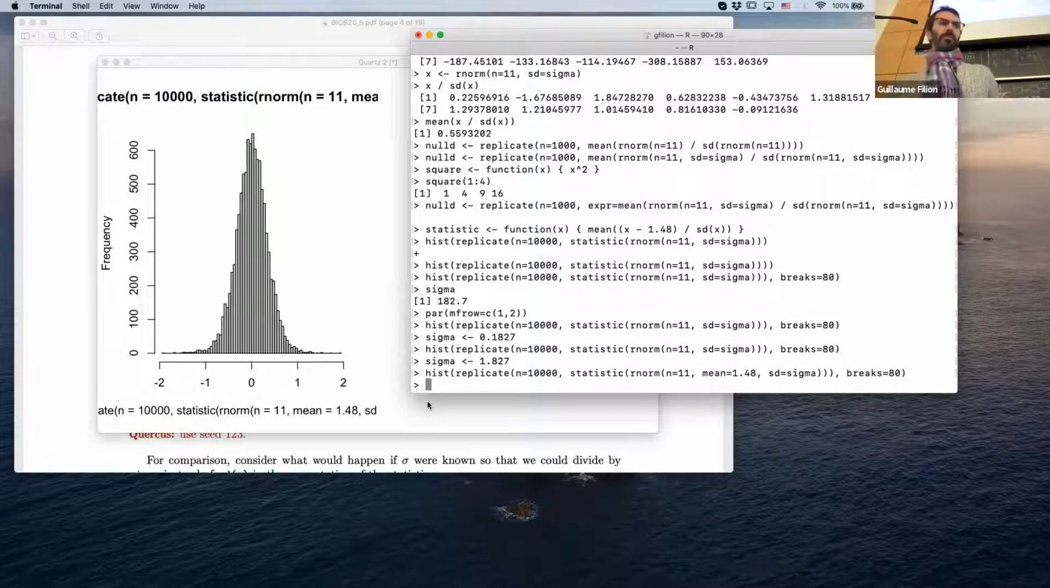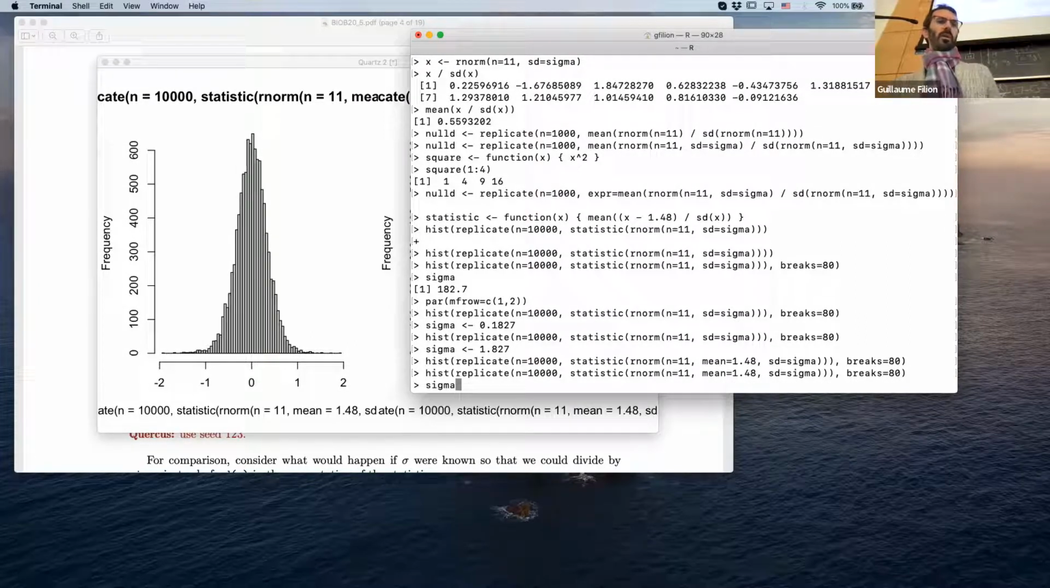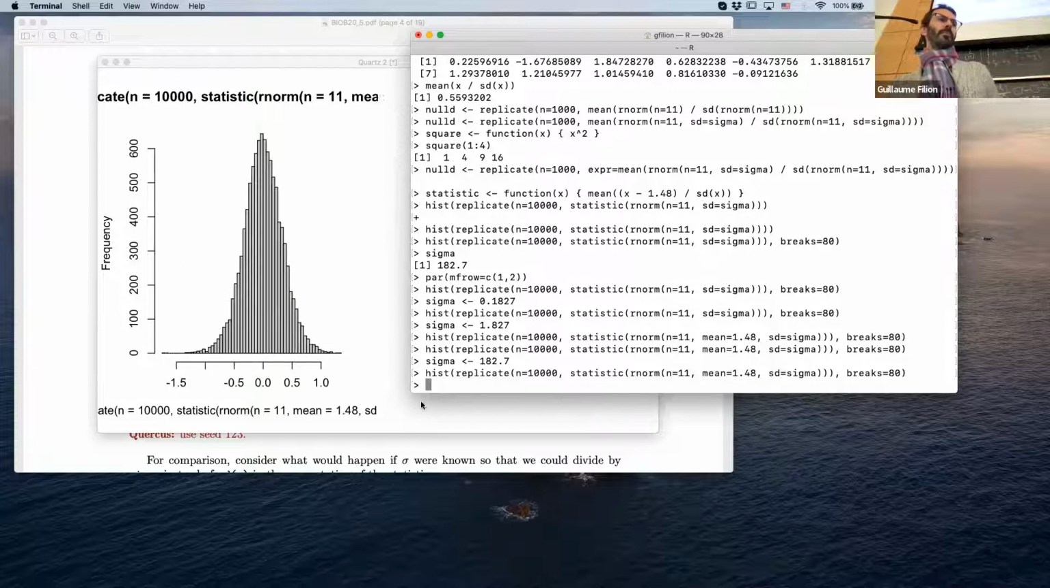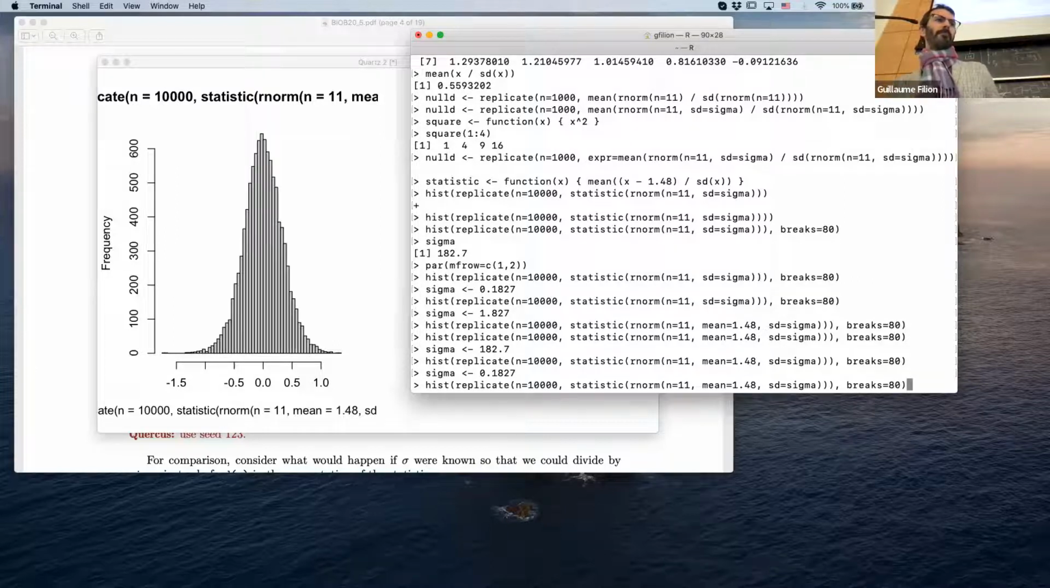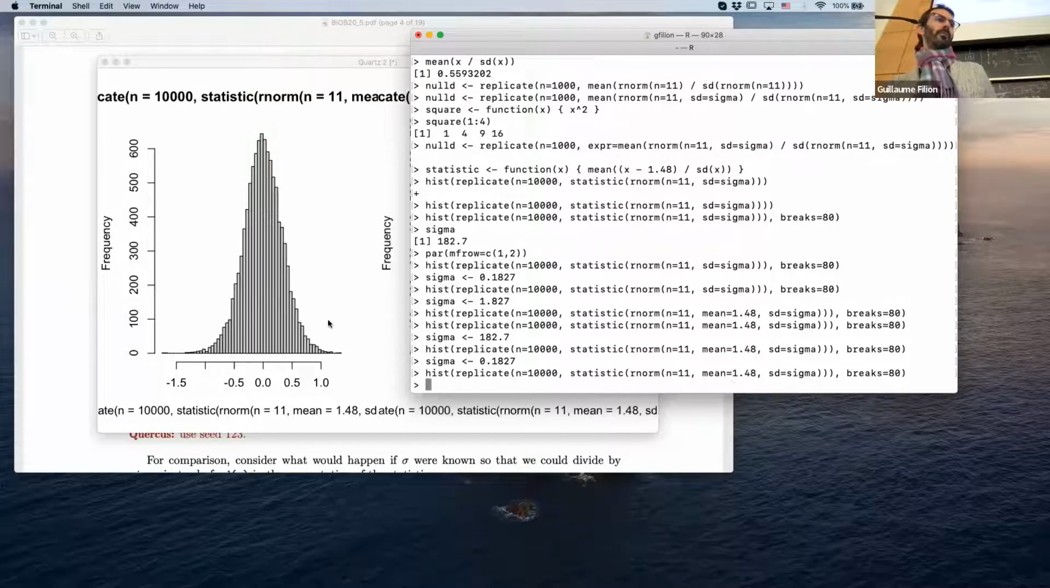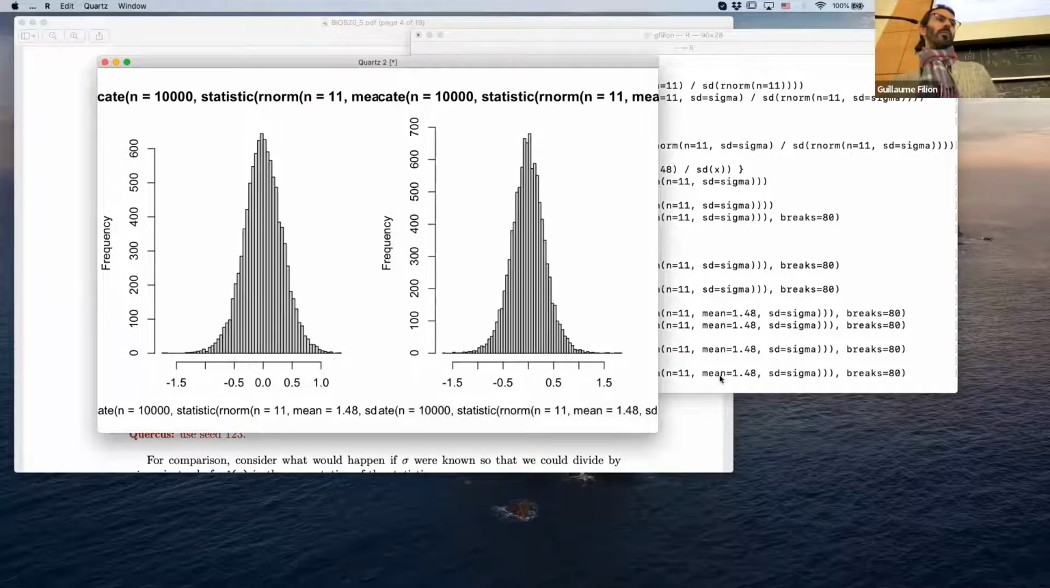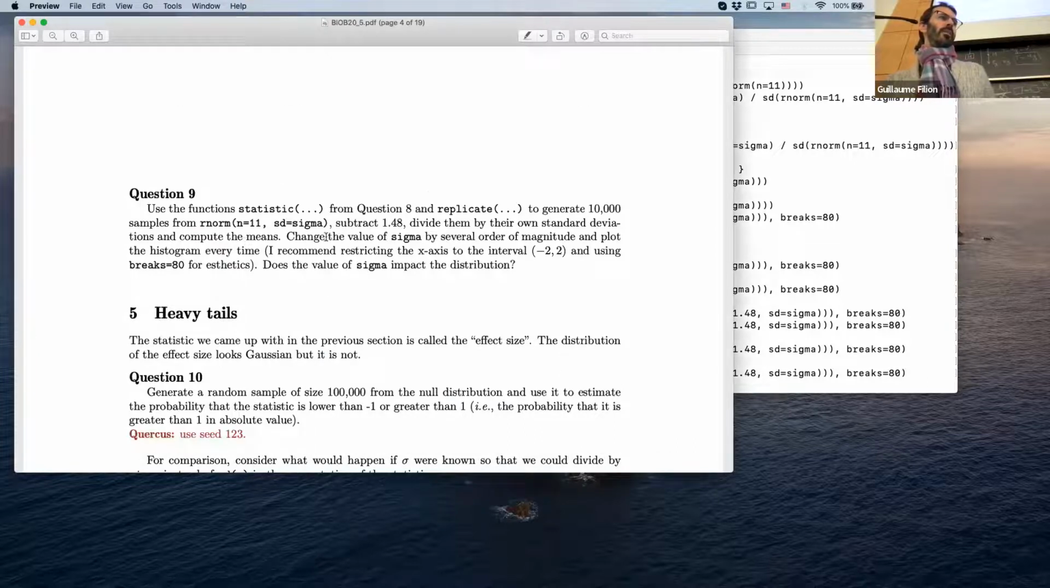Let me do it one more time. Sigma is equal to 182.7. That's the way it looks. And now if I say sigma is equal to 1,000 times less, like that, well, I can see that the distributions are pretty much the same. Okay, here it doesn't go to 1.5, and this is why the question says I recommend restricting the x-axis to the interval -2, 2, and using breaks equals 80 for the aesthetics.